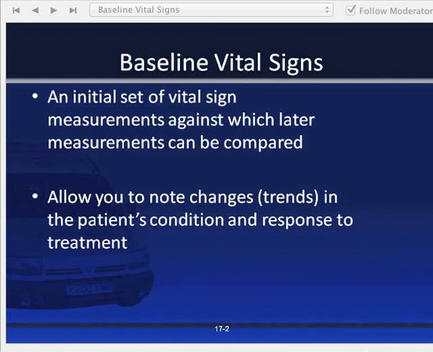Start out with baseline vital signs. Baseline vital signs are an initial set of vital sign measurements against which later measurements can be compared. Watching these trends in your patient's condition is very important. With this information and your patient assessment findings, you will be able to recognize life-threatening emergencies such as shock.